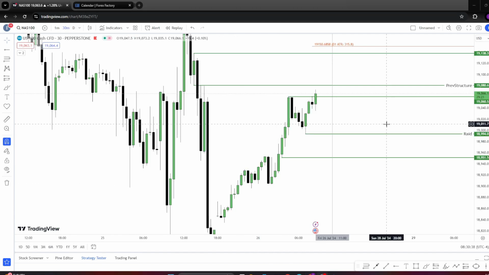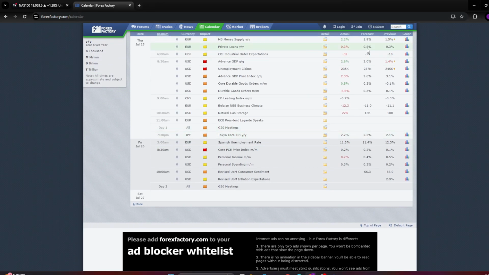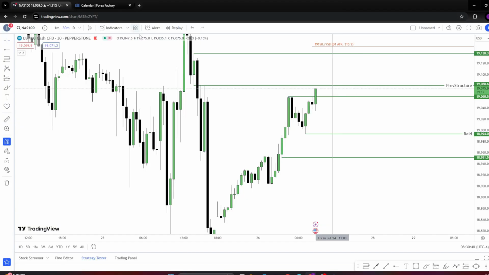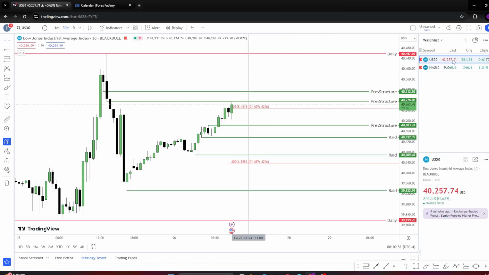It is now 8:30. News have just released. Let's take a look at the numbers, and we do see that what was forecasted is exactly what we got. So there shouldn't be too much of an impact. Although we're seeing the NASDAQ push higher. Let's take a look at the US 30. It is also pushing higher.